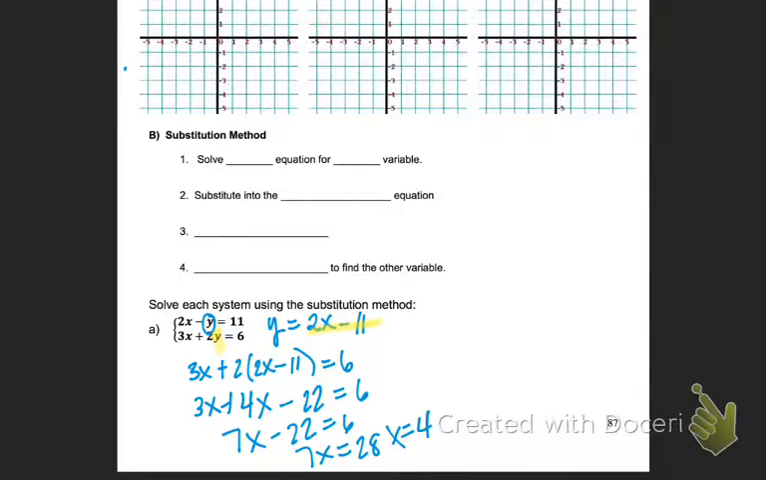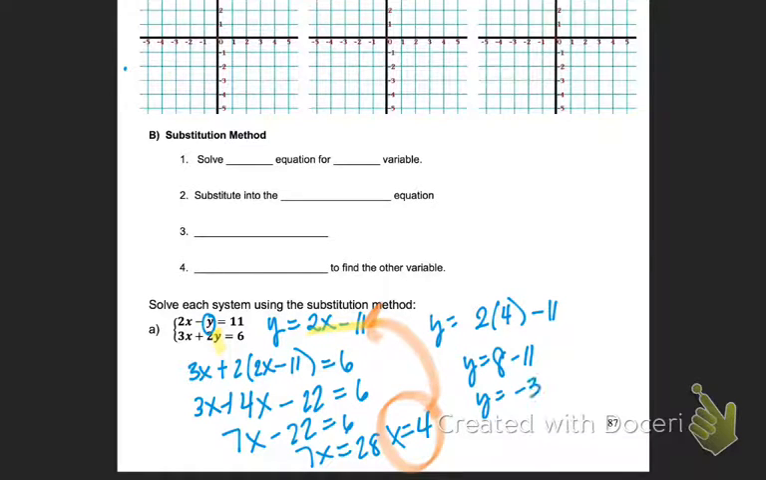And you should end up with x equals 4. You can check my algebra really quickly if you'd like. Once you have that, you're now going to take that x equals 4 and plug it back into the original y equation. So 2 times 4 minus 11. So y would be 8 minus 11, which would be negative 3.